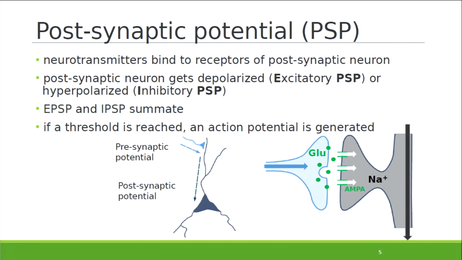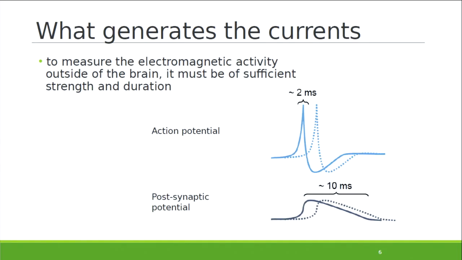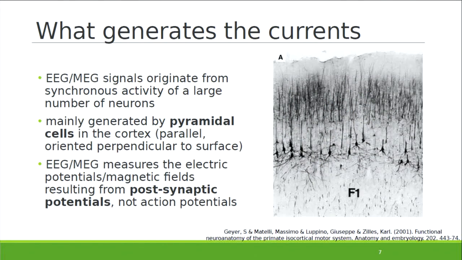There's a short sketch of what's happening there. In order to be able to measure the electromagnetic activity outside of the brain, it must be of sufficient strength and duration. A typical action potential lasts around 1 to 2 milliseconds, so it's very short, while the postsynaptic potential is usually more than 10 milliseconds, so it's way longer. So we can say that the EEG, MEG signals mainly originate from a synchronous activity of a large number of neurons.